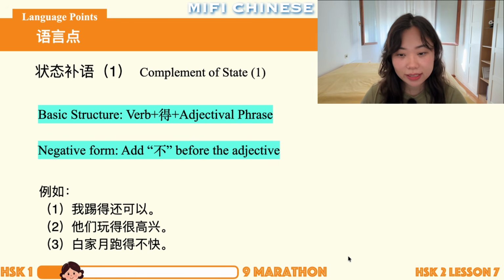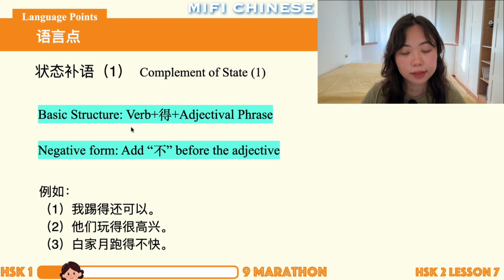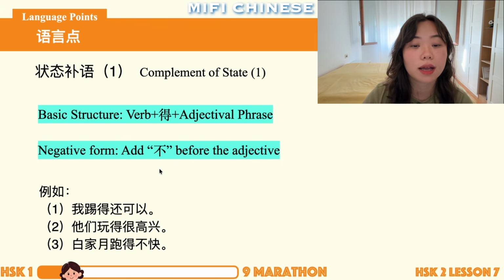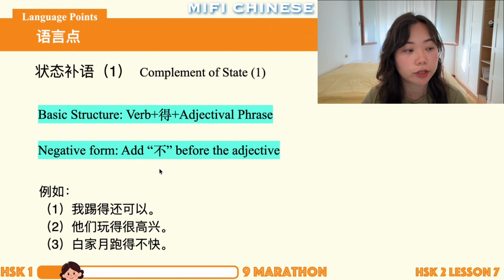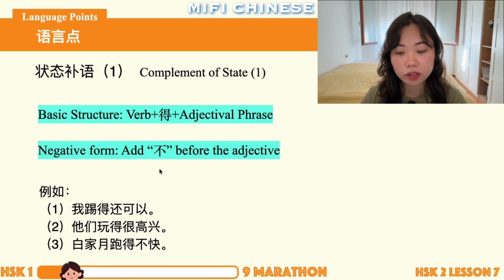So the basic structure is verb plus de plus adjective phrase. And then what about the negative form? You say 不 before the adjective. Just like any other adjective, if you want to say it in a negative way, you say 不. For example, 不好, right? 不好,好,不好. Very simple. So, for example, 我踢得还可以.